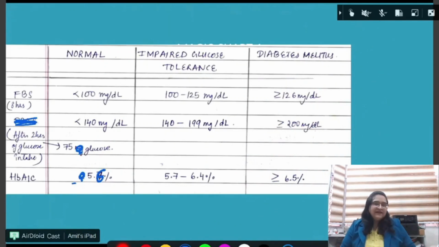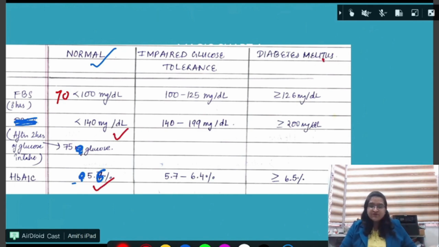Now this chart is very important, dear students. This chart has to be known. For a normal person, fasting blood sugar is 70 to 100. After 2 hours of glucose intake, that is after the glucose tolerance test, it should be less than 140 milligrams per deciliter, and HbA1c is 5.6% normal.